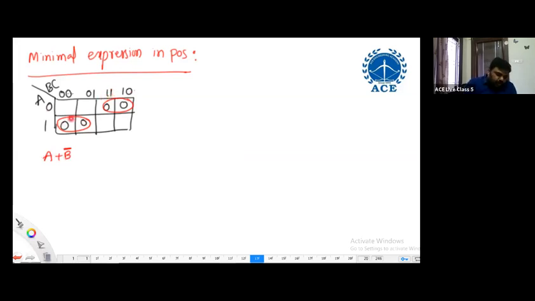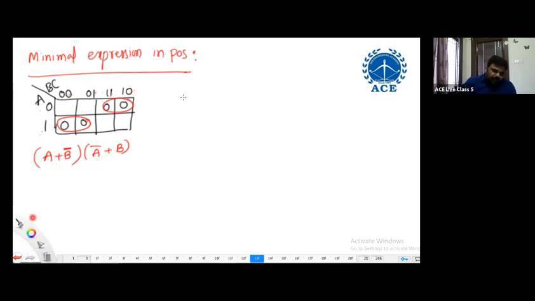And again in this grouping, C changing from 0 to 1 should be eliminated. A equals 1, B equals 0 are not changing. So another sum term is A bar plus B. I hope you are following. In the first grouping, C is eliminated, A equals 0, B equals 1 are not changing, so A plus B bar. In this grouping, again C is changing and A equals 1, B equals 0 is not changing, so A bar plus B.